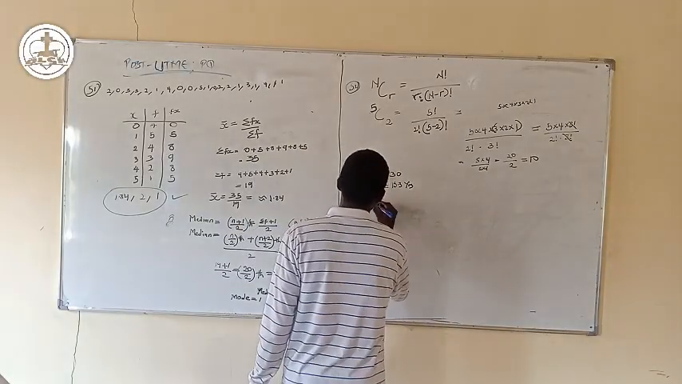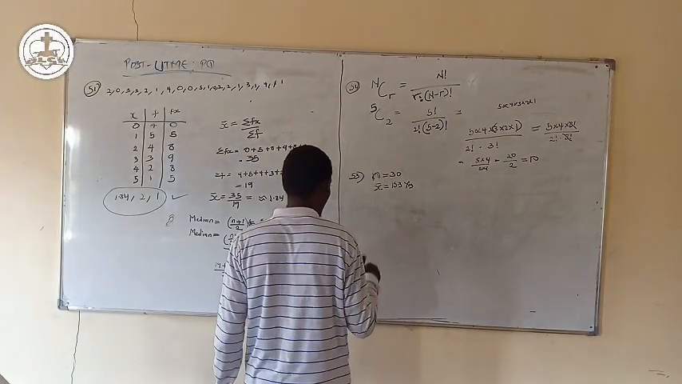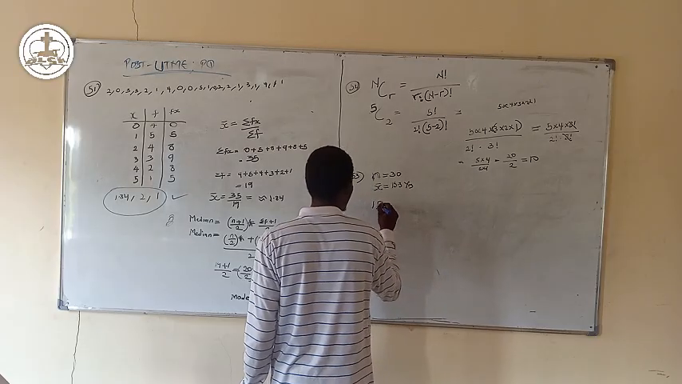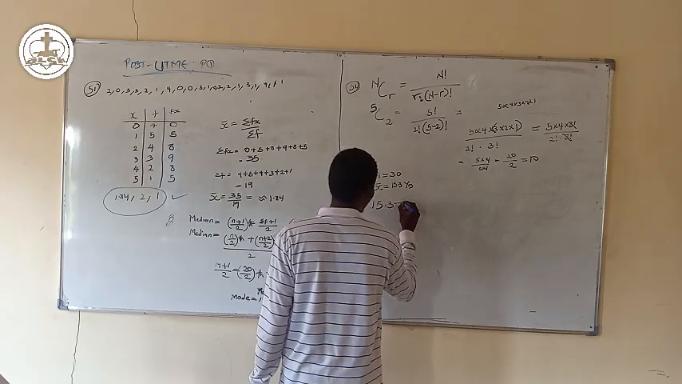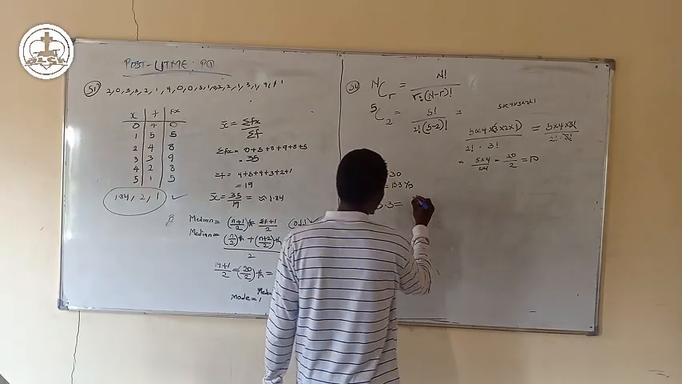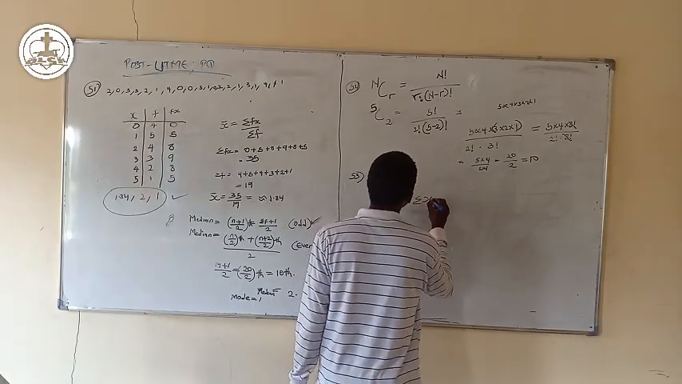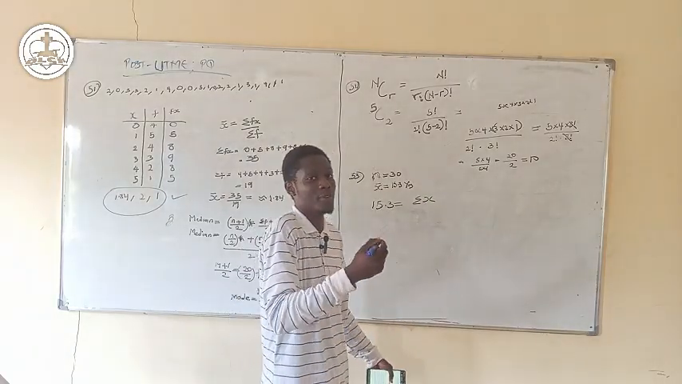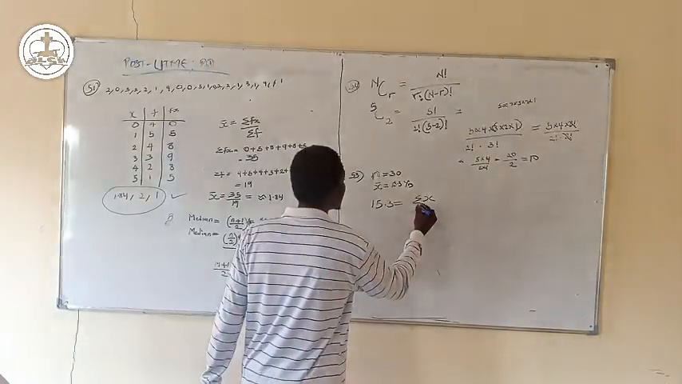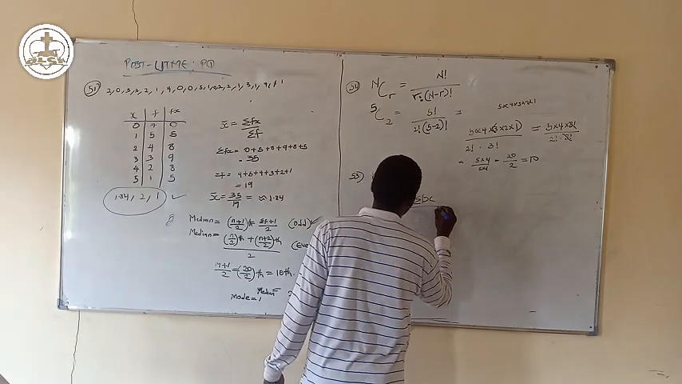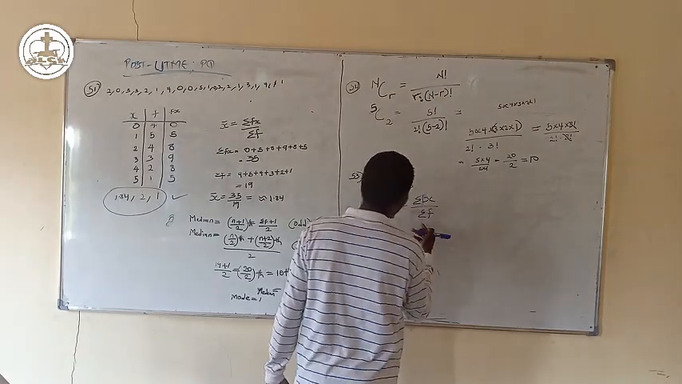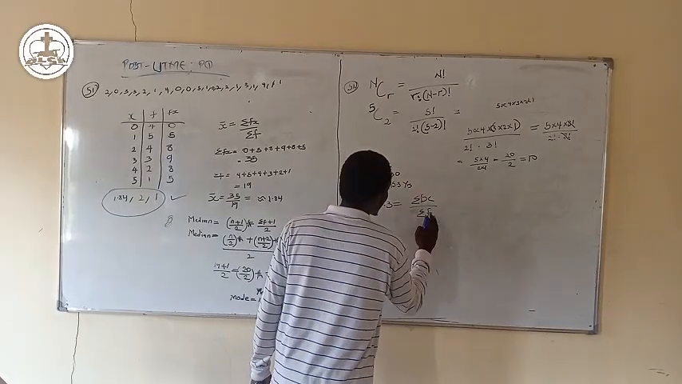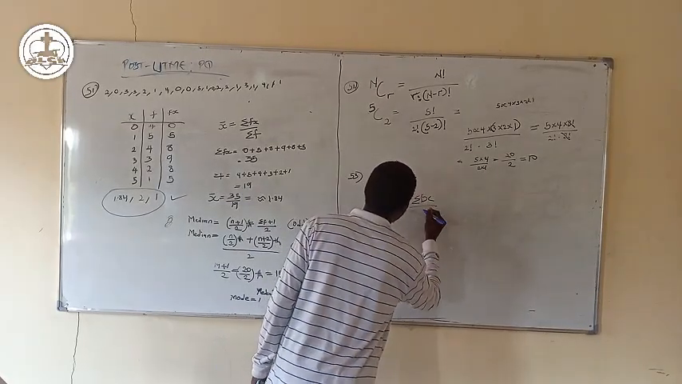So if the mean is 15.3, then it will be equal to summation of fx over summation of f. Don't forget what I did when I was solving mean. Mean is simply summation fx over summation f, the total number that we have. And we were given in the question that n is 30. So just replace it simply with 30.